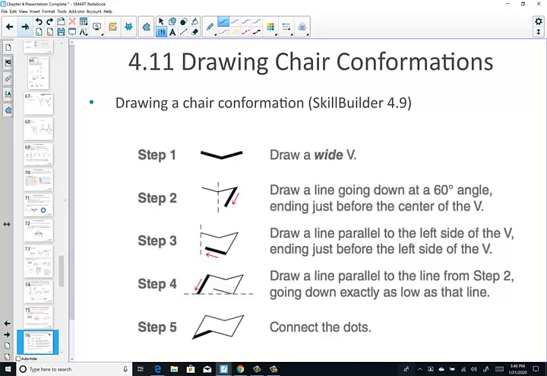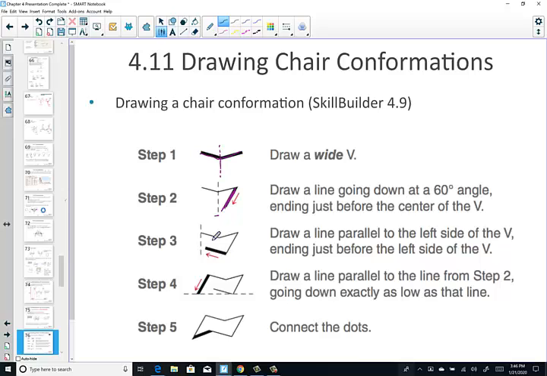This is your book. Draw a wide V, and you can see this is kind of a wide V, and you think about the left and right side of that. Your second step says draw a line going down at 60 degrees. So approximately here would be your next step, and then just ending before the V hits the center, right? So I'm not going to go too far.